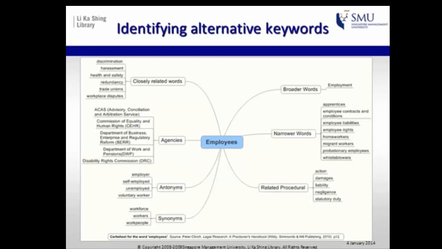Once you have identified the potential issues and concepts, you can think about the possible keywords and alternative words and phrases. Here's an example from Peter Clinch's book on legal research. The various alternatives will be useful when you are trying to combine different terms in your search statement.